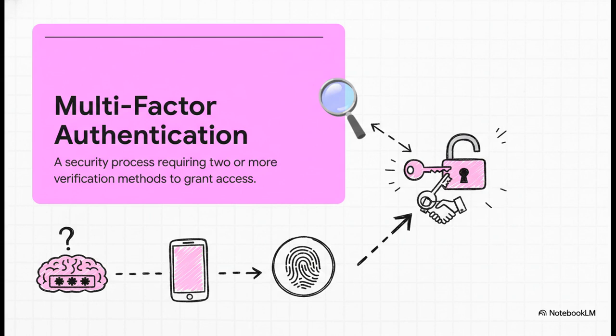Another absolute game changer is multi-factor authentication, or MFA. And you've probably used this yourself. Think about it. A password is just one factor. It's something you know. MFA adds more layers, like something you have, your phone, or something you are, like your fingerprint. It's like needing a key and a secret handshake to get in. It makes a stolen password almost useless.